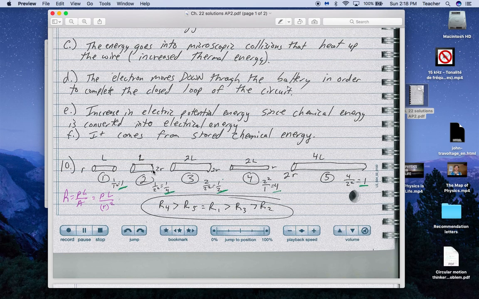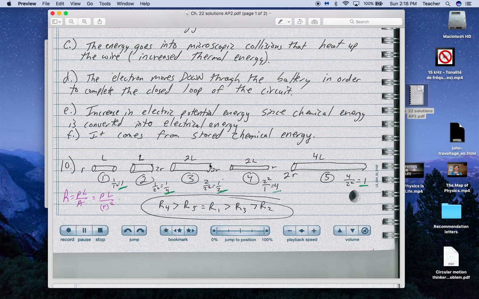Here, this wire is the same length, but it has twice the radius. So I'm going to take 1 and divide it by twice the radius squared, and that's 1/4 the resistance. So proportionally, wire 2 has 1/4 the resistance of wire 1 because it's a wider wire. Basically, there's more room for the electrons to flow through.